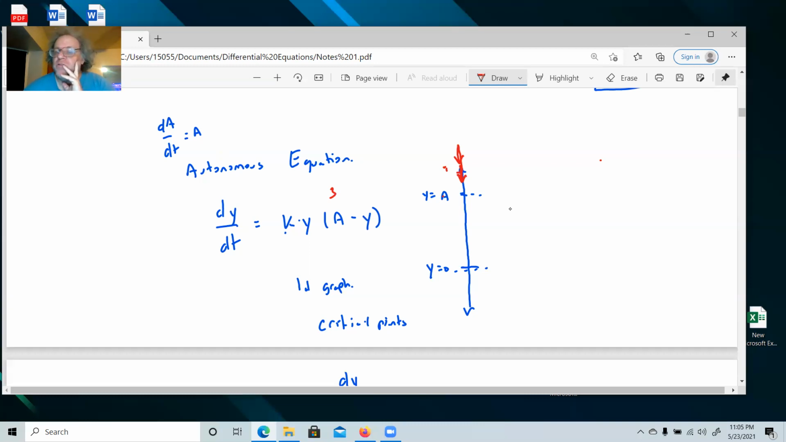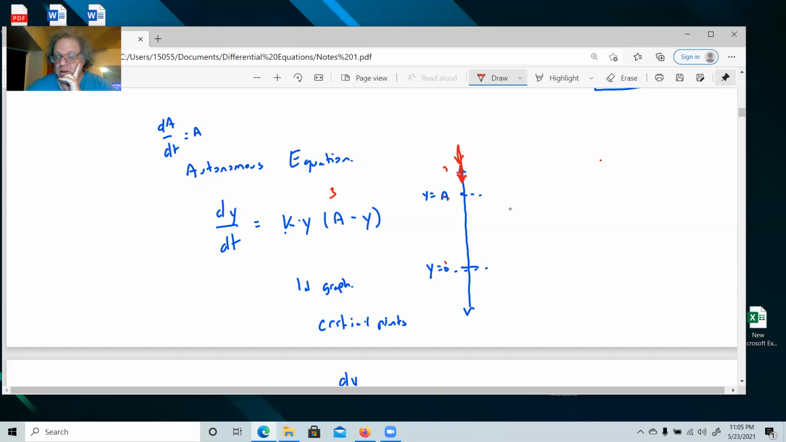Pick any point between 0 and a. Okay, what's going on in here? The only two zeros are going to be these two, so pick a point between these two zeros. If a is equal to 3, pick y is equal to 2. So we have 3 minus 2, which is 2.